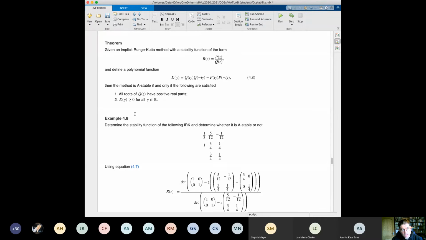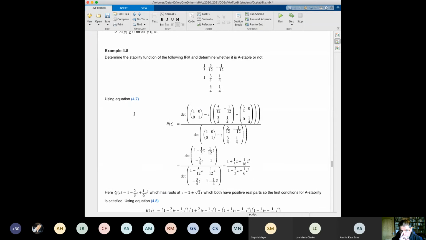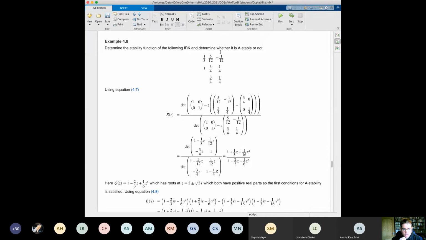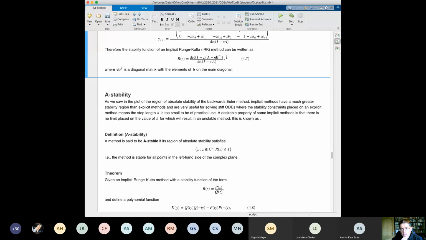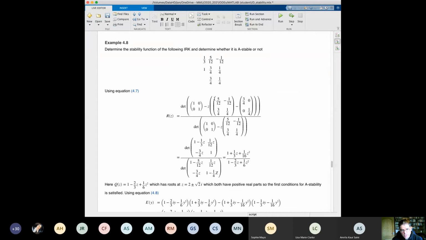So here we've got an example 4.8, which I've written out in full, I say in full, I've done it without using MATLAB. Here's an implicit Runge-Kutta method. It's two-stage. So I've got to use equation 4.7, just to remind us, it's this one here. So I've got I minus Z A matrix, and this is that EB^T matrix, where b1 is 3/4 and b2 is 1/4.